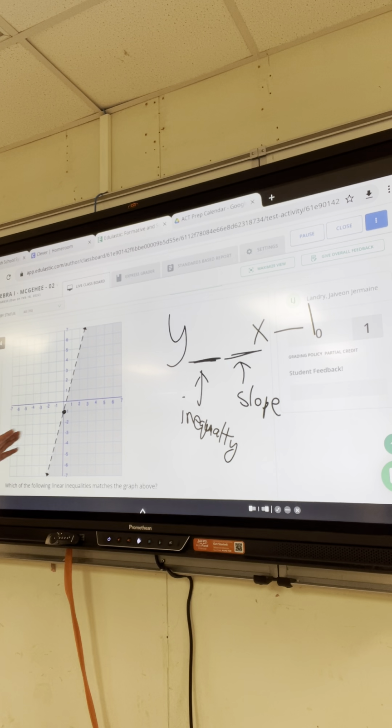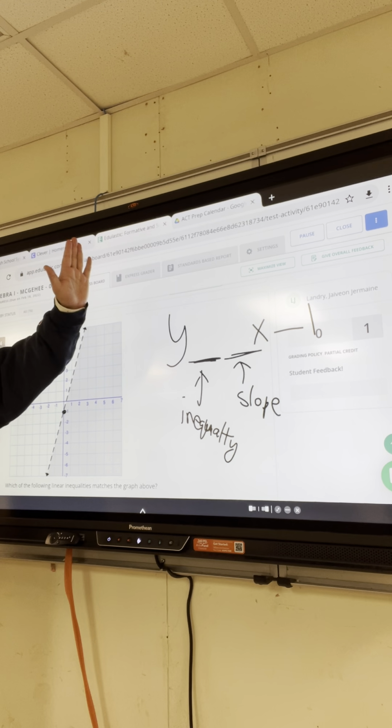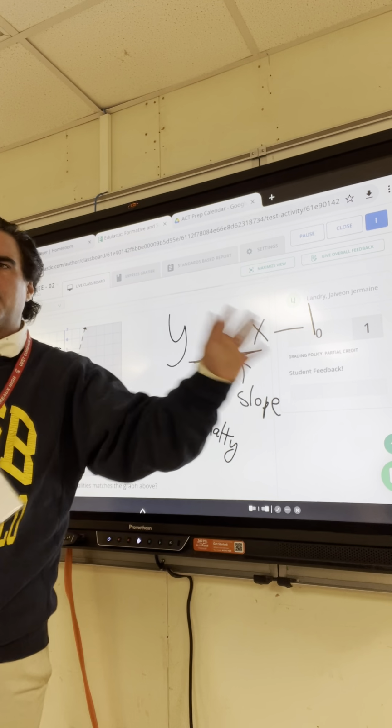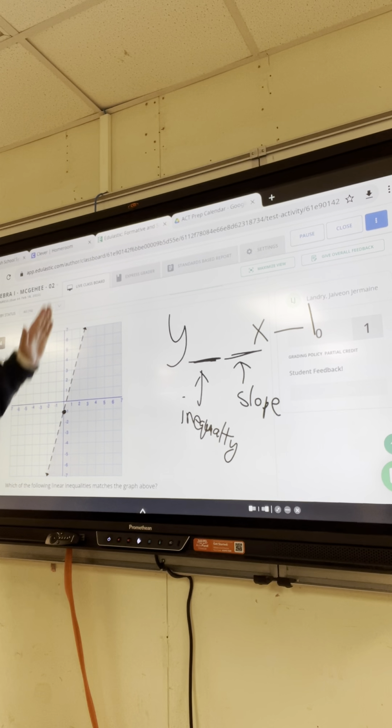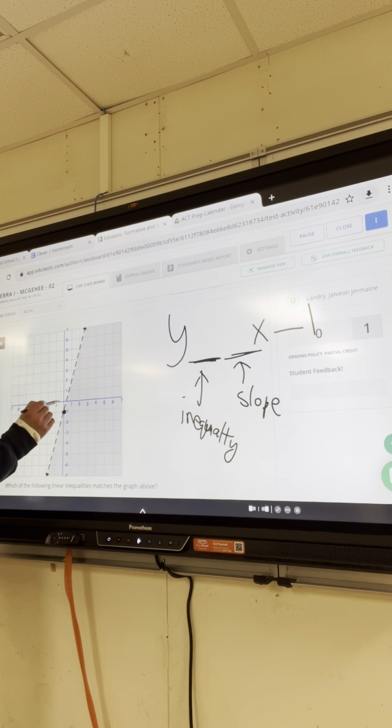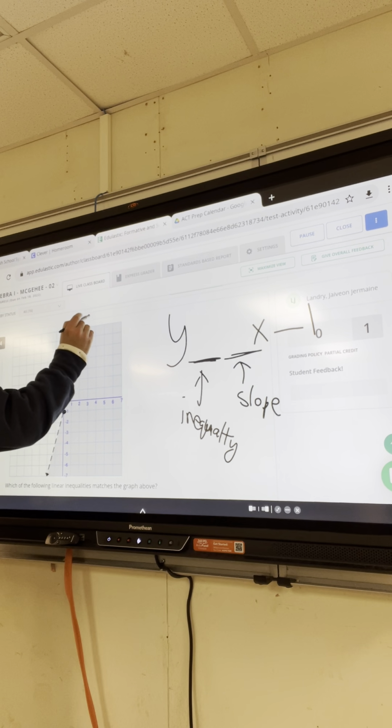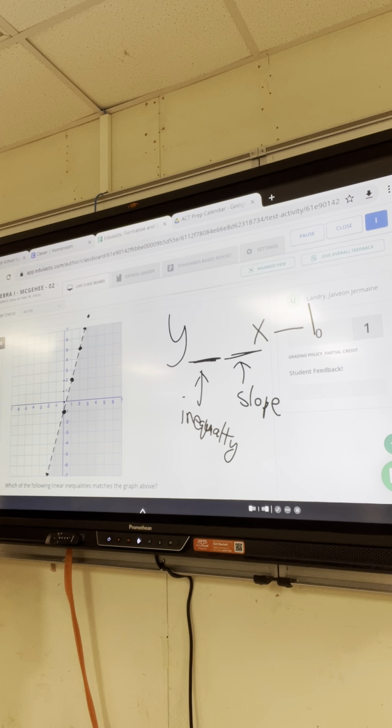Is this a positive slope or a negative slope? Positive. As we move to the right, my line is going up. So what is the slope? I rise 1, 2, 3, and I run 1. If I rise 3 and I run 1, my slope is 3 over 1.